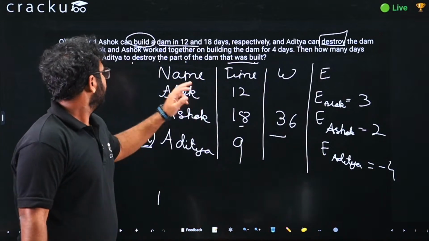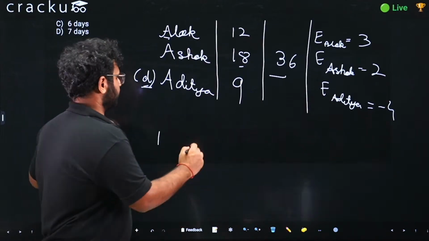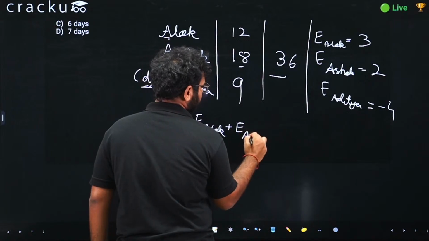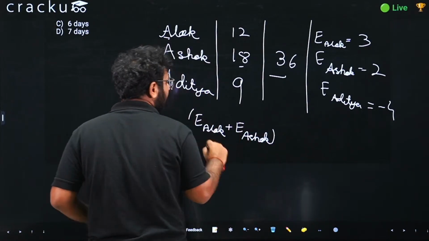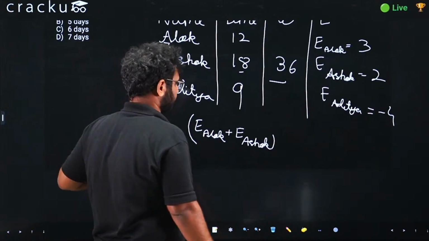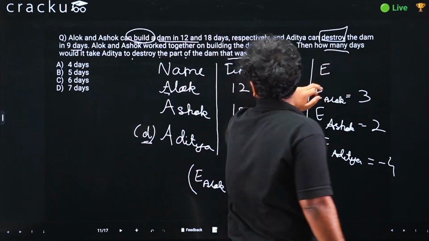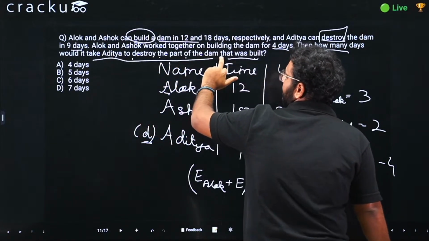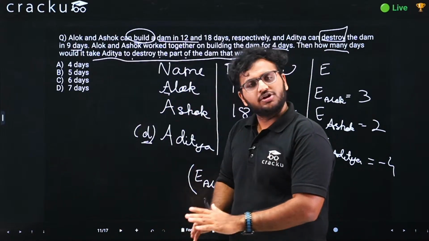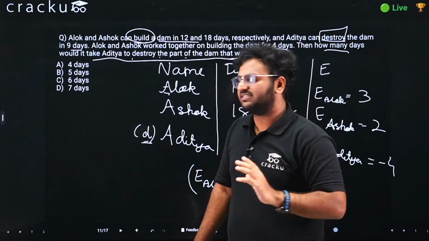Then Alok and Ashok work together. So efficiency of Alok plus efficiency of Ashok, for how many days are they working? They are working on the dam for 4 days. Plus, how many days would it take Aditya to destroy the part of the dam that was built? I built some dam, but my friend destroyed it. So when you come and see the dam, it is not built. So total work is 0.